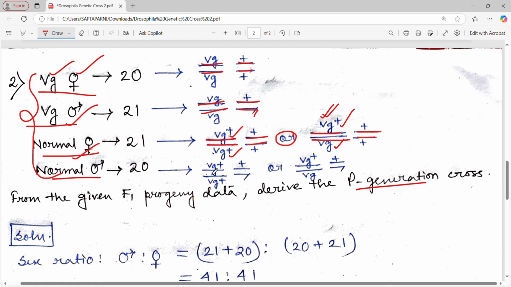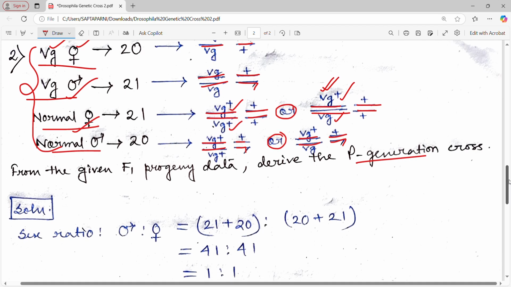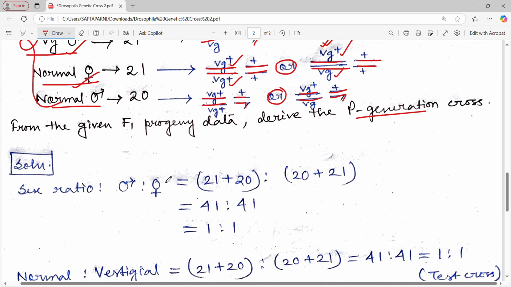Either it could be two autosomes with Vg plus allele and X and Y chromosome, or it could be one autosome with Vg plus allele, another with Vg allele, that means heterozygous wild type, this one with X and Y alleles.